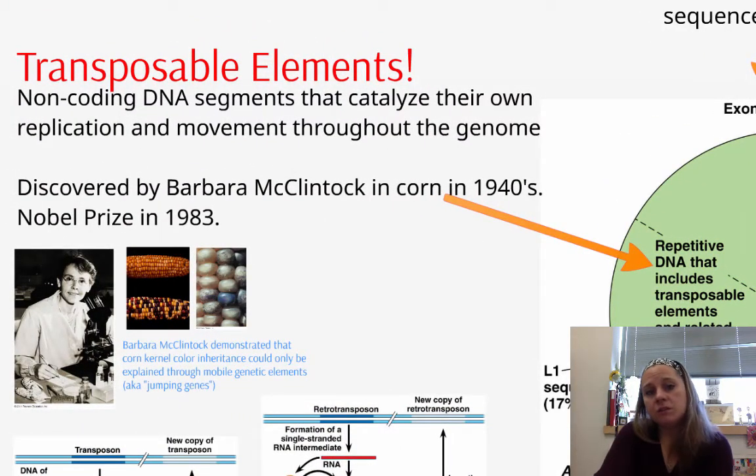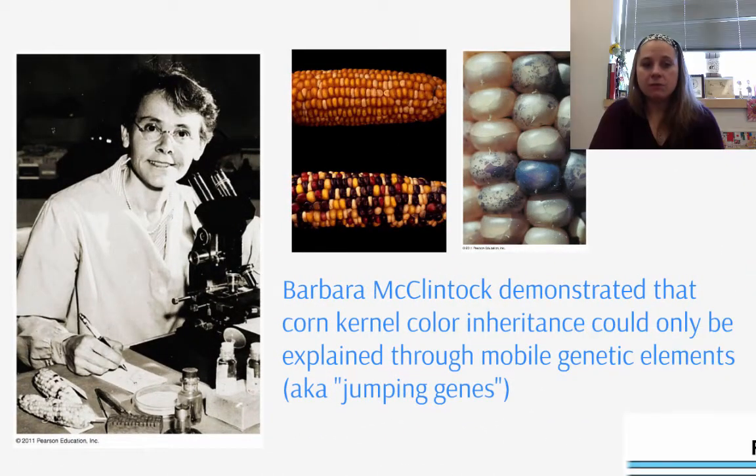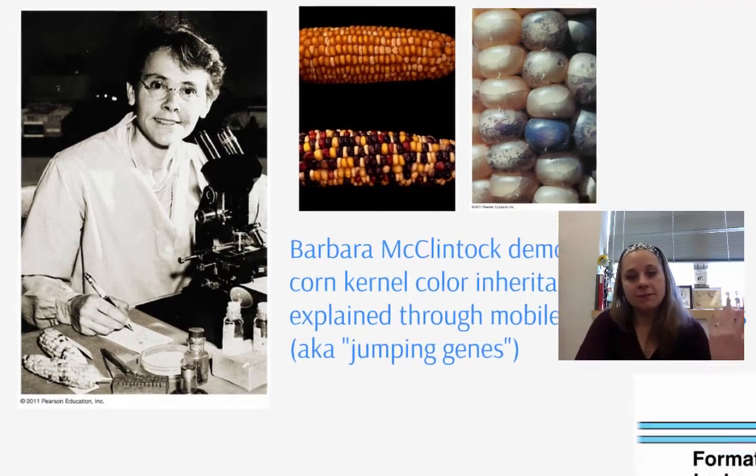Transposable elements, you guys have heard of these before. That's part of the repetitive DNA sequencing. Non-coding segments catalyze their own replication and movement through the genome. Barbara McClintock first found these in corn in the 1940s. She was a super amazing scientist and won the Nobel Prize in 1983. She first saw this with the jumping genes in the corn. Why were certain corns carrying combinations of colors? That's because of the transposable elements that move from chromosome to chromosome, hence the jumping genes.